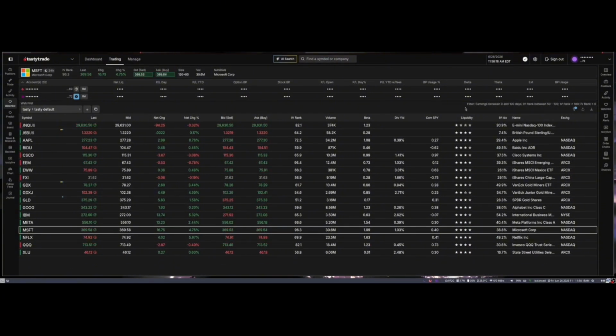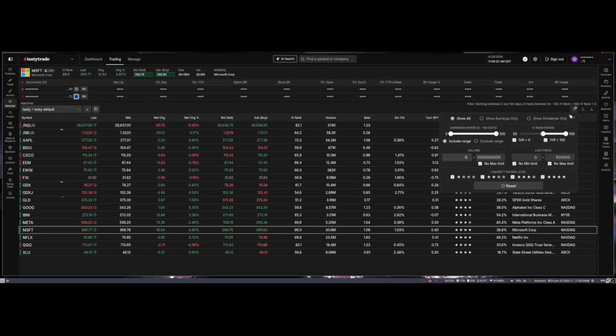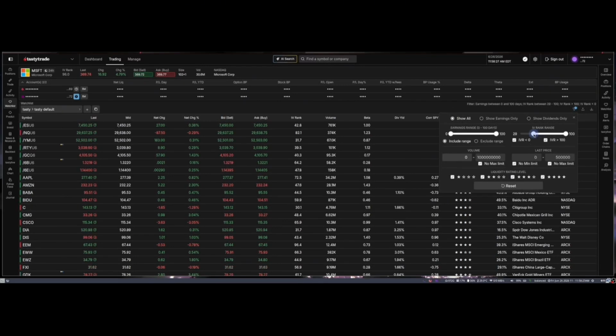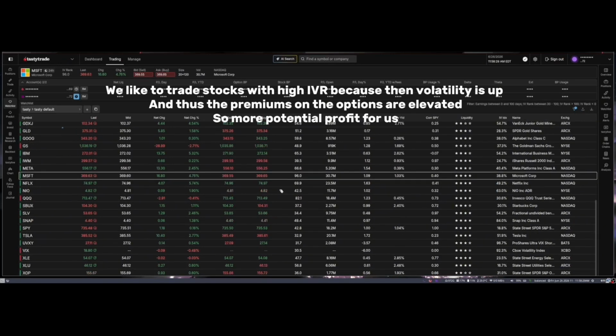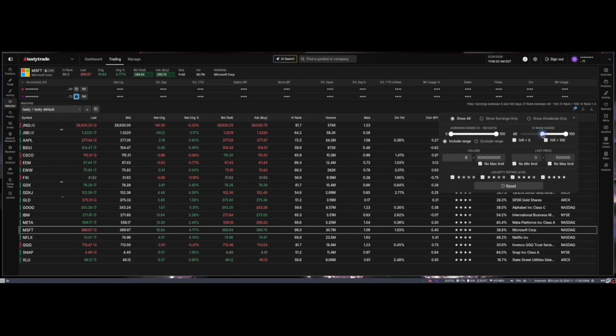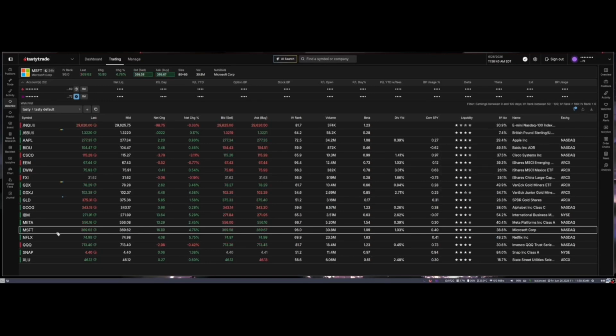One of the most important filters that we use is IV rank, right? As of right now, the volatility in the market is pretty high, but I typically like to stay around the 30 to 100 range. I have a good selection of stocks that are above 50, so I'm going to stick with that, 50. I would like to stick to something that's on the higher end.